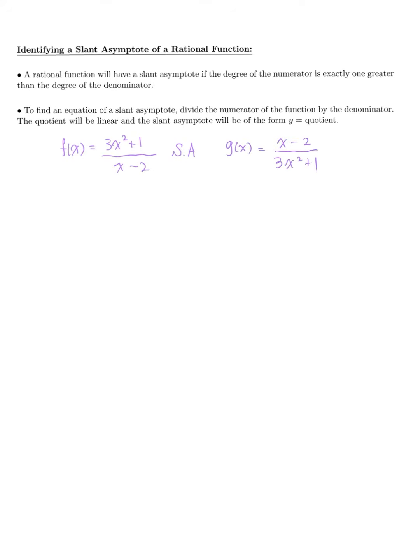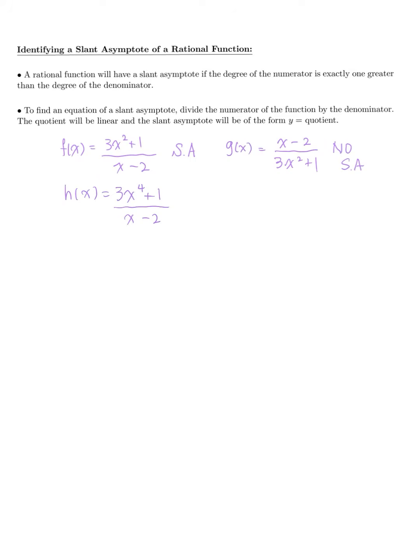Whereas if we flipped it, suppose g of x is x minus 2 over 3x squared plus 1, notice that the top degree is 1, the bottom degree is 2, so there should not be any slant asymptote. So in this case, no slant asymptote.